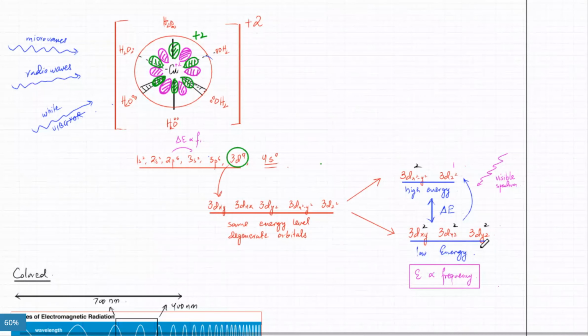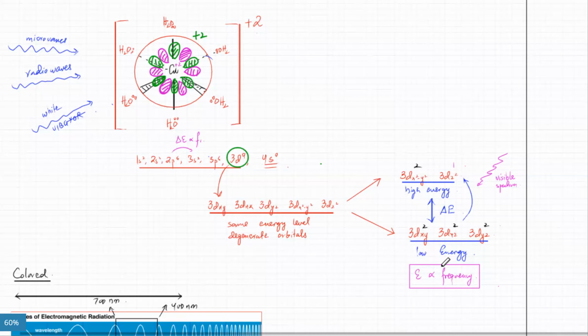Yes. So now what happens is that the D subshell is incompletely filled. For transition metals, when they form an ion, the D subshell is always incompletely filled. So electrons can jump from the lower energy to the higher energy, from the pink ones to the green ones, but they have to gain energy because there's a lot more repulsion in the green ones. They absorb a specific frequency that belongs to the visible spectrum.